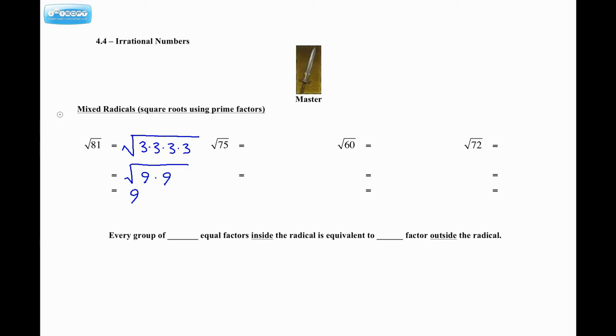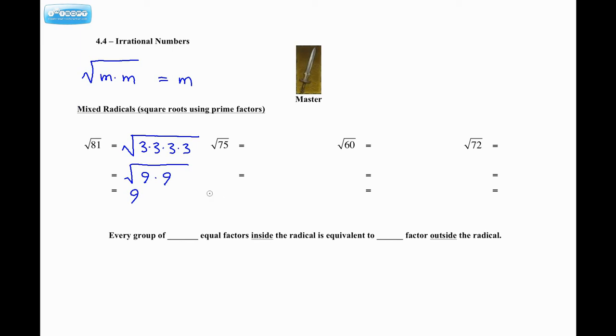So I'm using the following property. If I have the square root of, let's say, m times m, well, that's just m. The assumption is, of course, that m is positive.